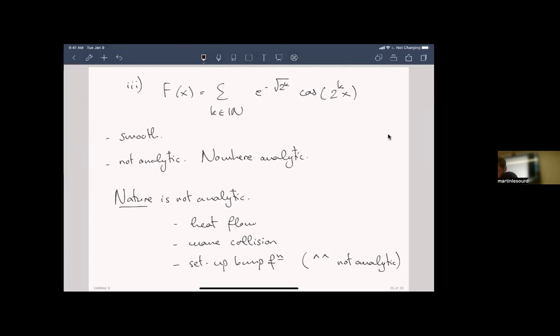Yeah, so again, things being singular is not the issue. That would be saying nature is not smooth, and then we could talk about singularities. The point I'm making here is that analytic is much stronger. Analytic is about the convergence of a Taylor series.